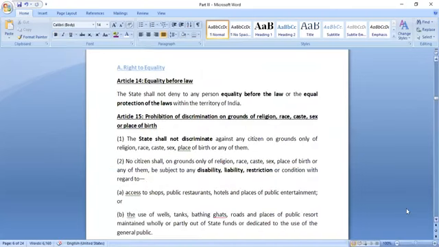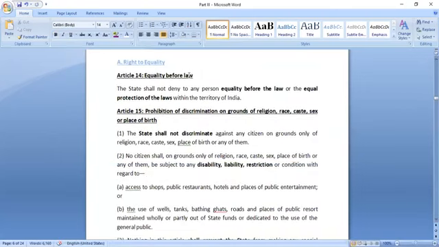First one that we have is equality before law. Now what does equality before law say? It says the state shall not deny to any person equality before law and equal protection of the laws within the territory of India. That means under this article we have two different things. First is equality before law and second is equal protection of the laws.